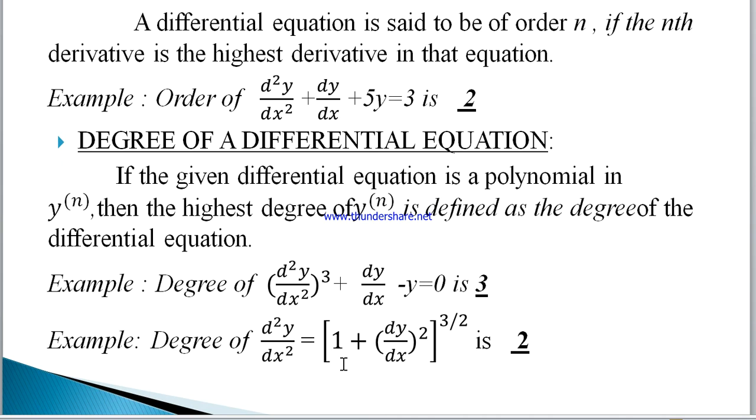So for that, you can square on both sides. Here (d square y by dx square) whole square equals (1 plus (dy by dx) whole square) whole to the power of 3, because the square and the 2 cancel, we get the cube. Whatever the cube is there, the highest derivative is d square y by dx square. So the power we get by squaring on both sides is 2, and that is why the degree of the differential equation is 2.